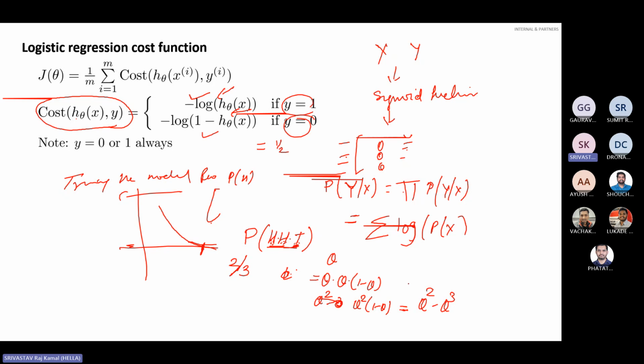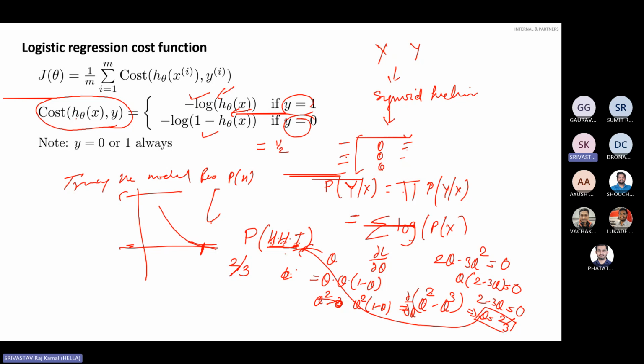To find the best theta, we differentiate. Let's differentiate it. The differentiation of theta squared is 2 theta. The differentiation of theta cubed is 3 theta squared, equals 0. Taking theta common, theta cannot be 0, so the second factor becomes 2 minus 3 theta equals 0. This boils down to theta equals 2 by 3, which is information coming from 2 heads out of 3.